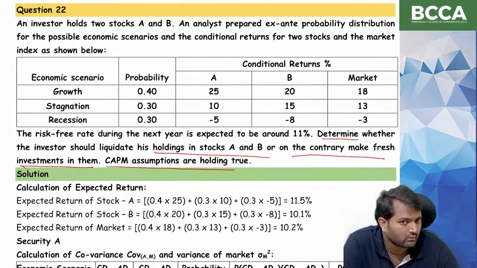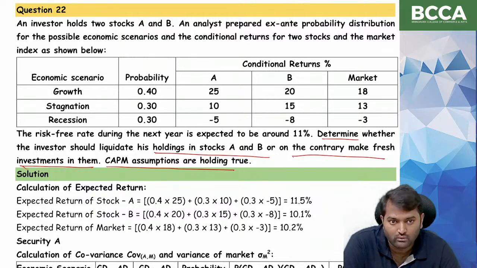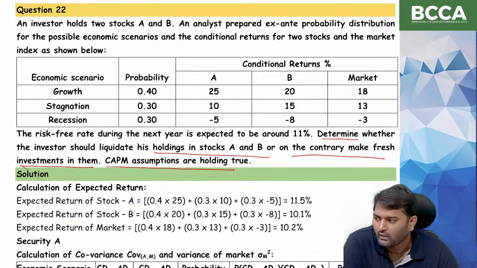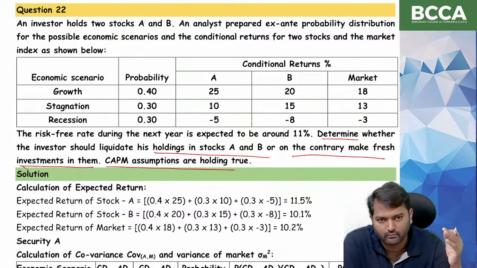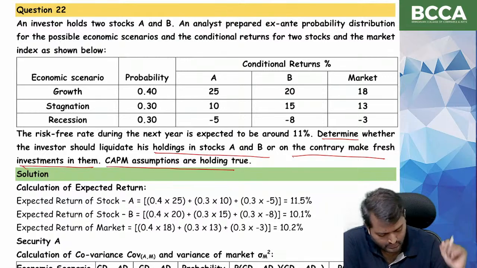We have to calculate the expected return, the CAPM return, and compare the CAPM return and the actual return, nothing but the average return. Yes or no? If the actual return is greater than the CAPM return, we have to buy. If the actual return is less than the CAPM return, then we have to liquidate the holdings. Liquidate means sell the securities. Excellent, Sai Ganesh.